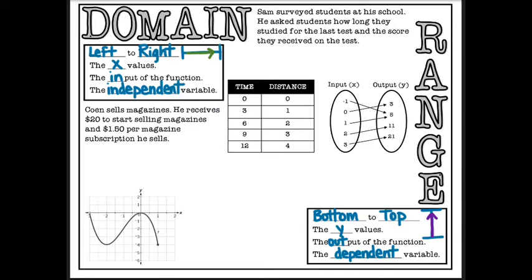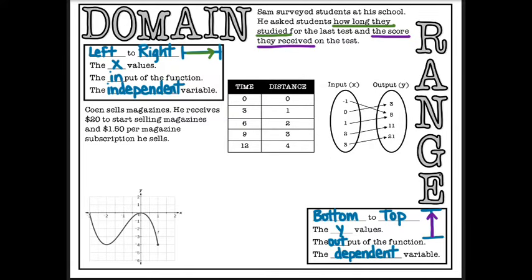So first up, we have this situation where Sam surveyed students at his school. He asked students how long they studied for the last test and the score they received on the test. Okay, so we want to determine which represents the domain and which represents the range in this situation. Like I said, I like to throw that word dependent in there to see what makes sense. We're comparing two things: how long they studied and the score that they received on the test.